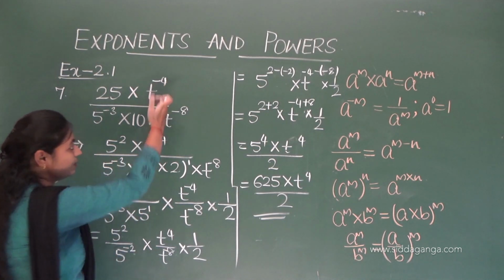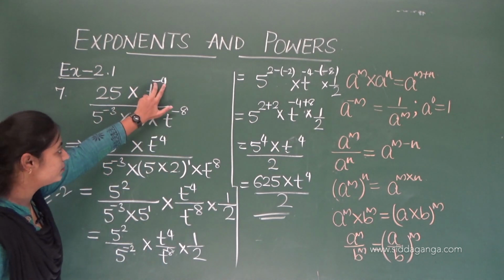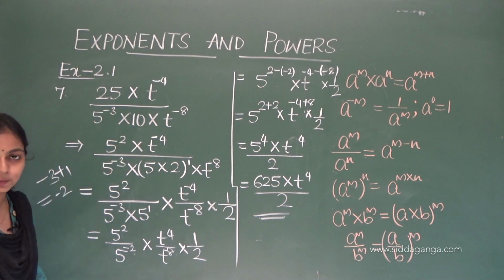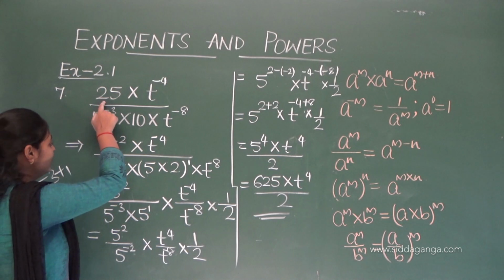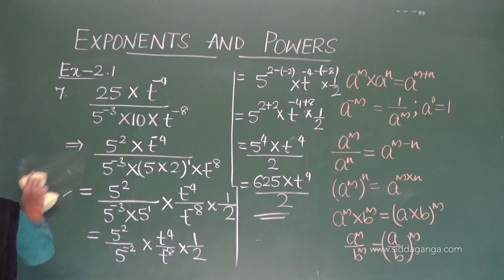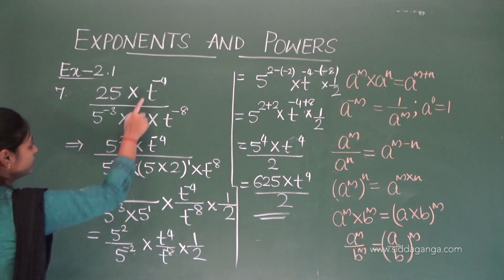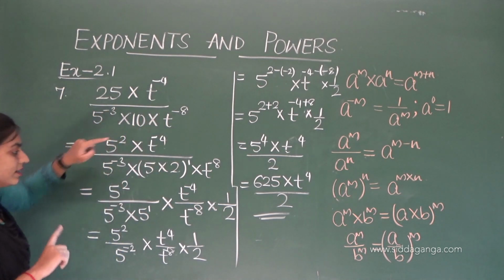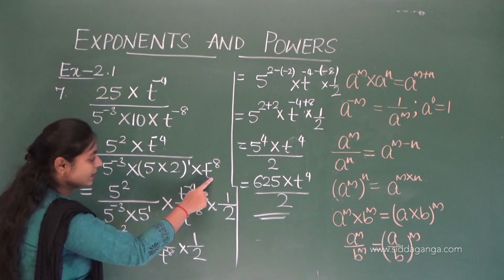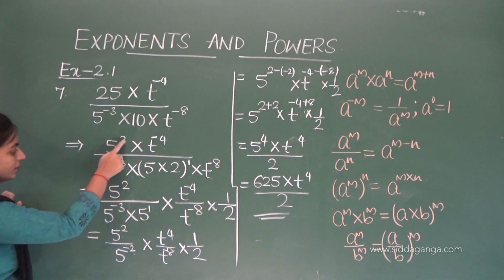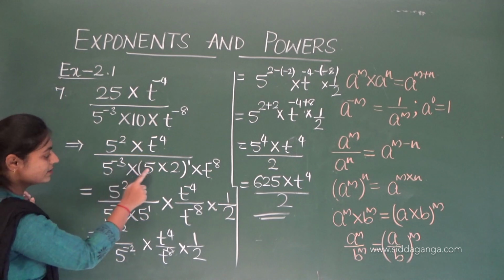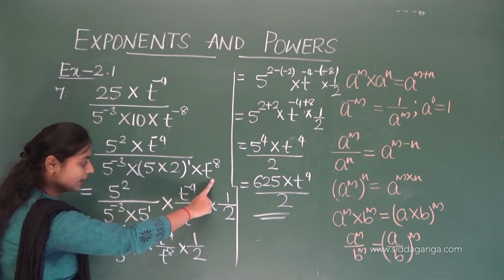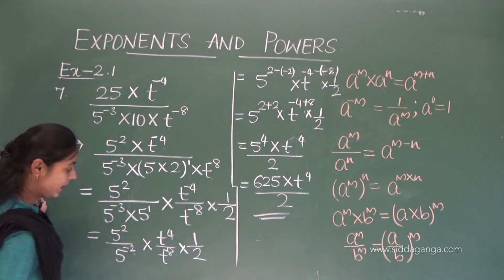So here in the question we had left out the minus. So t to the power of minus 4 divided by 5 to the power of minus 3 into 10 into t to the power of minus 8. So 25 can be written as 5 square. So 5 square into t raised to minus 4 divided by 5 power minus 3 into 10 can be written as 5 into 2 into t raised to the power of minus 8. So 5 square divided by 5 raised to minus 3 into 5 raised to 1. Next t power minus 4 divided by t power minus 8. And one more, 1 divided by 2.